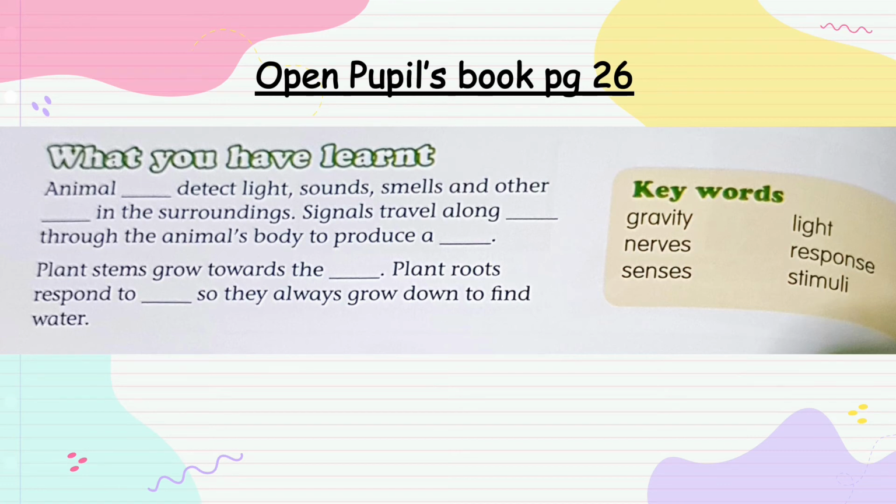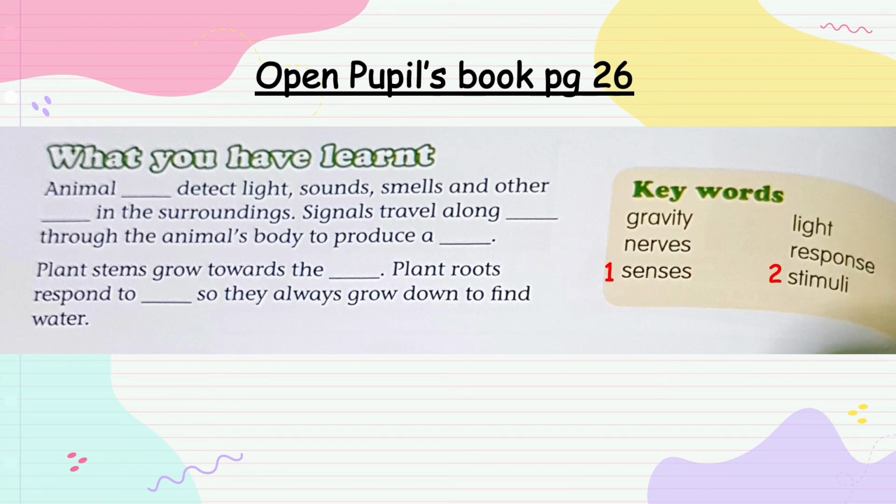Let's do what you have learned. Animals detect light, sound and smells. So animals use what? It uses the senses to detect the light, sound, smell and other stimuli in the surroundings, because the stimuli is something which makes them respond. So the senses are used to find the stimuli.